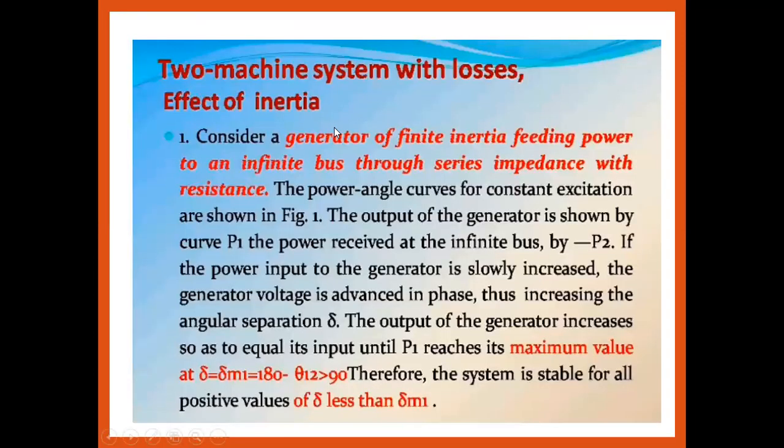While we discuss the two machine system with losses condition, as we already discussed in our previous lecture, the two machine system consists of machine one and machine two, which should be connected with resistance and inductance in between them. The two machine system is generally used to provide power from one end to the other end, or from the other end to the previous end.